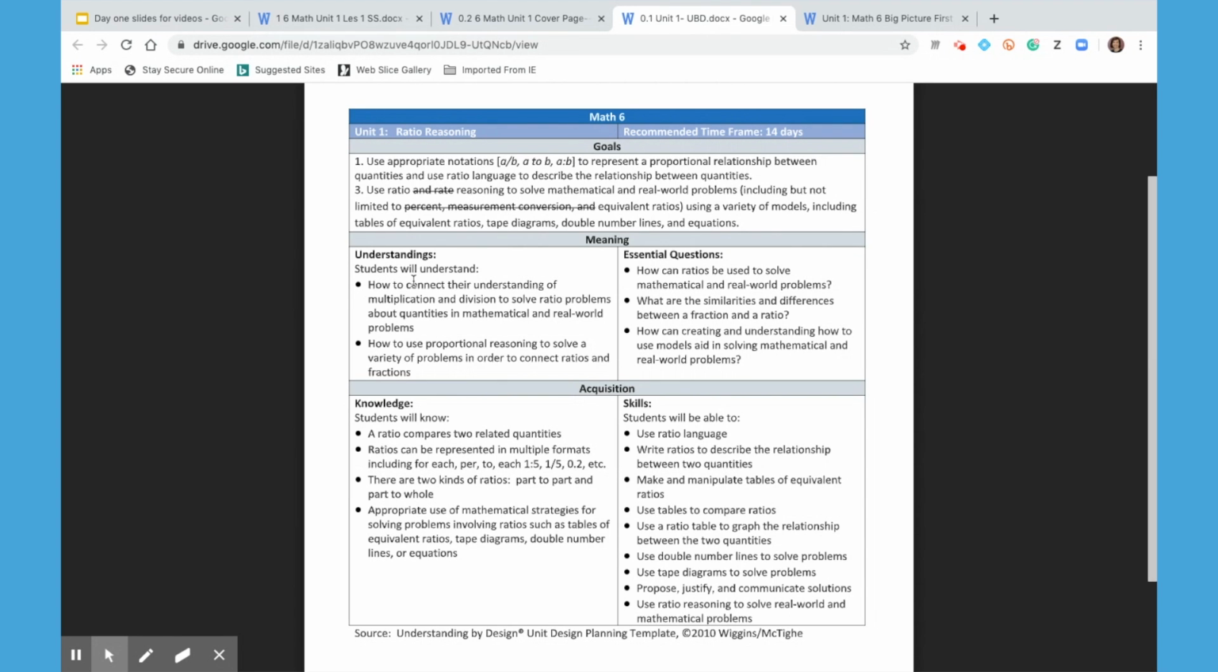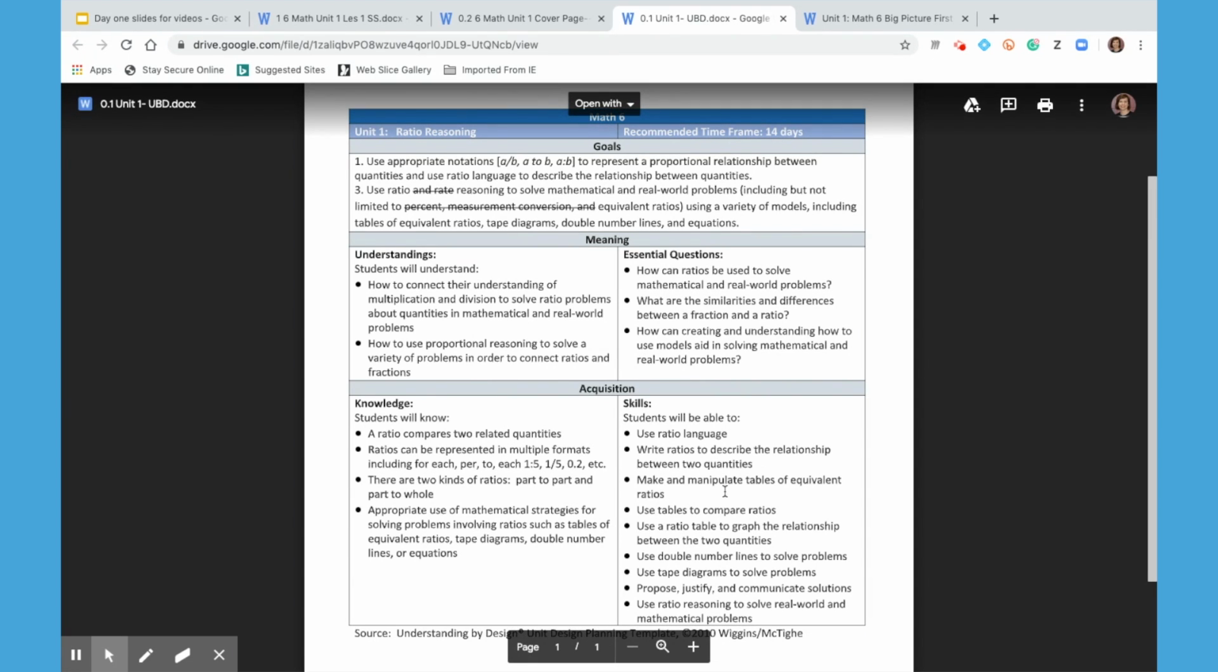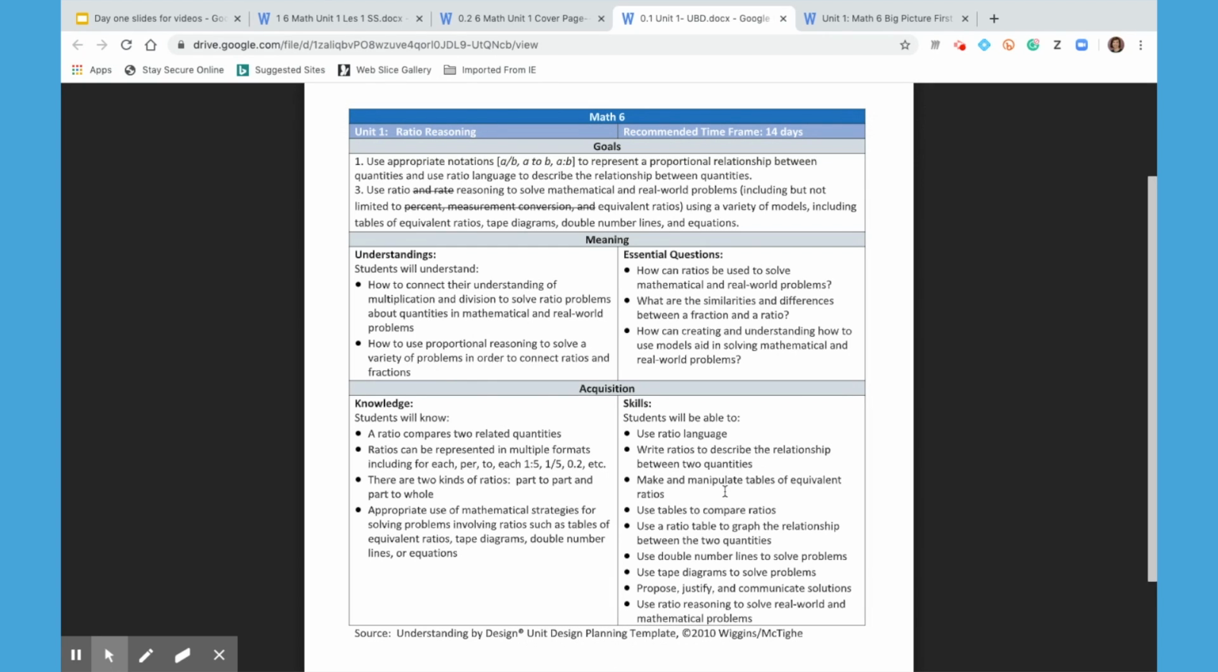Then we have an understanding category. This is where students will understand these 2 bulleted areas. Then the essential questions. That's your big concepts, your big ideas that you want your students to accomplish throughout the unit. Then we have our knowledge. What are the students going to know by the end of this unit? And then the skills that they're going to continue to use throughout this unit, on to the next unit, and need for the rest of the year.